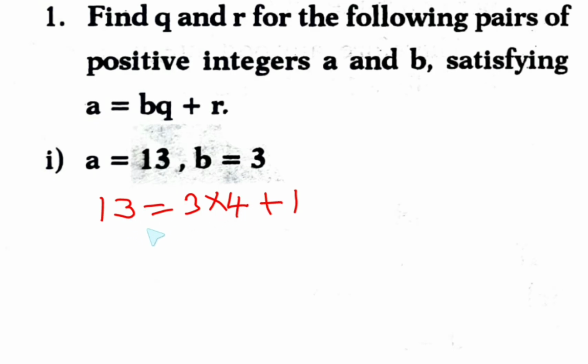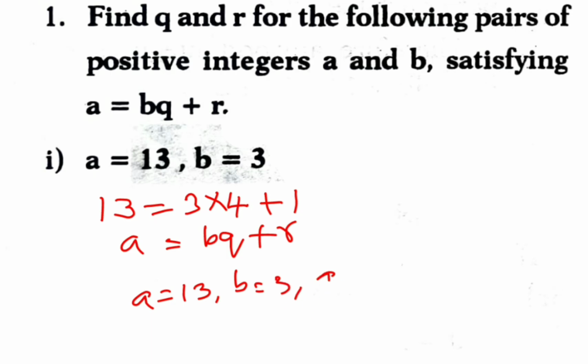Now it is in the form of A equal to BQ plus R. Here A equal to 13 and B is equal to 3, Q equal to 4 and R equal to 1.